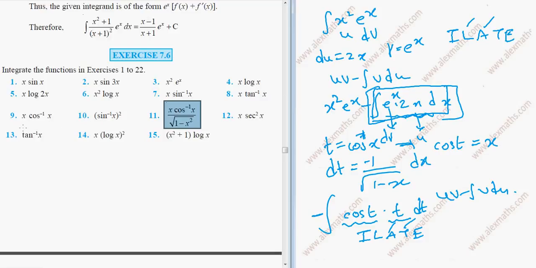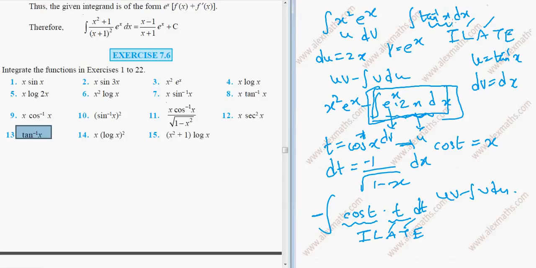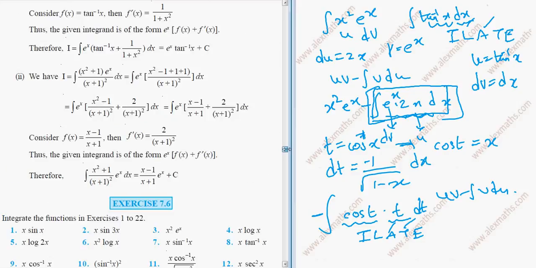When you have a single function like this or log x, one function u will be taken as tan inverse x, but another one is dx. See, when you have integral tan inverse x dx, this is u and this is dv. Okay, then you can do the problem. So in this way the rest of the problems of this type can be completed.